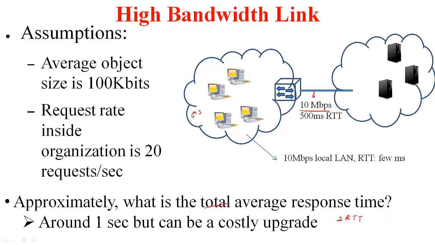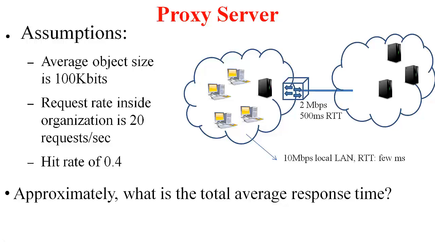But this is going to be a costly upgrade, because you now have to pay a lot more money, not just once, but every year. So proxy server to the rescue. What you will do is install a proxy within this organization. So all these clients go via the proxy. The proxy in turn pushes the requests, if required, via the router. Let's assume that you have a hit rate of 0.4. What this means is 40% of the requests can be served locally, whereas 60% of the requests will have to go outside.